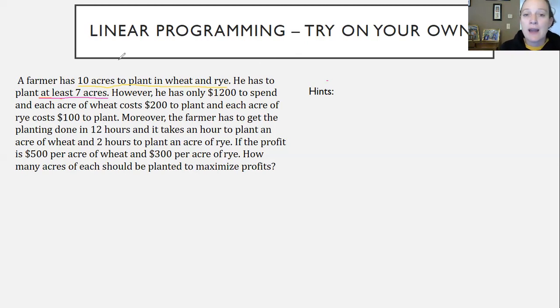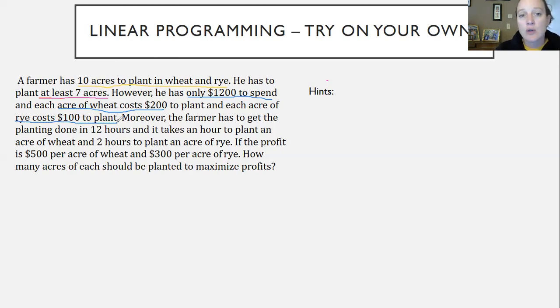Now, he only has $1,200 to spend on each acre of wheat, okay, to spend total. He only has that much to spend. That's all he's got left in the bank. So he can't go over $1,200, and each acre of wheat costs $200. We're talking cost of seeds, fertilizer, pesticide, all of that is in that. And it costs $100 to plant an acre of rye.